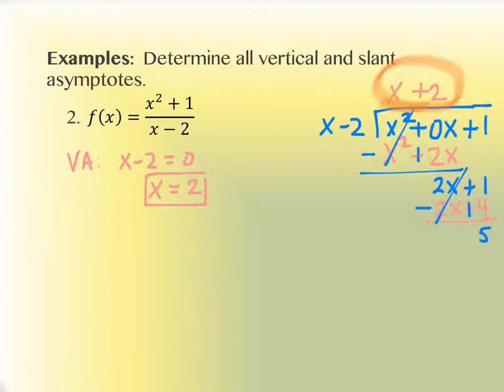My slant asymptote, but don't just tell me my slant asymptote is x plus 2. Very good. It's a line, y equals, and in this case it's y equals x plus 2. Lines always say y equals or x equals. So we get a slant asymptote of y equals x plus 2.